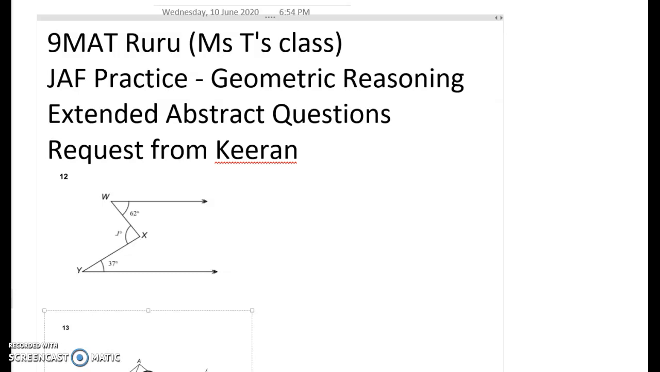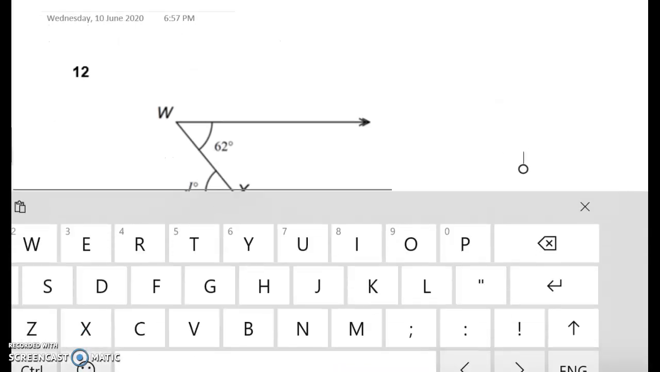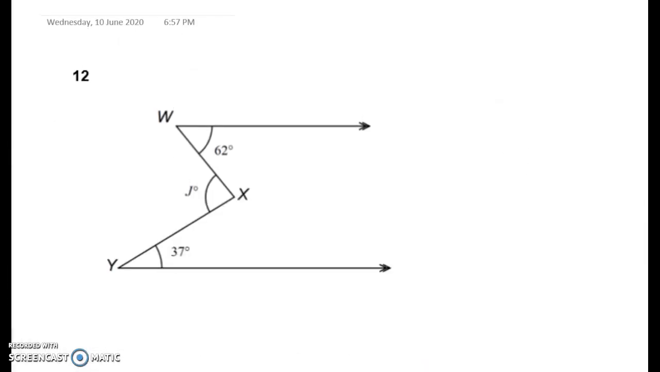And as you know, if you need to put any extra angles in, just make up a letter for them and label them is the easiest way to go. So let's look at question 12. For this one, I didn't write the words in, but what you have to do is to find angle J, and you have to give your angle reasons.